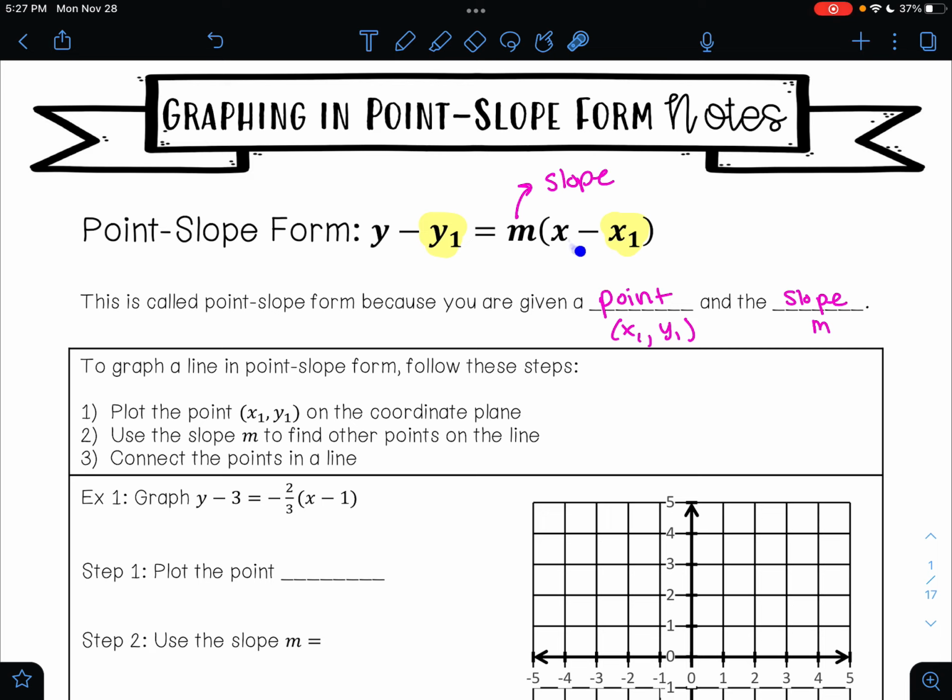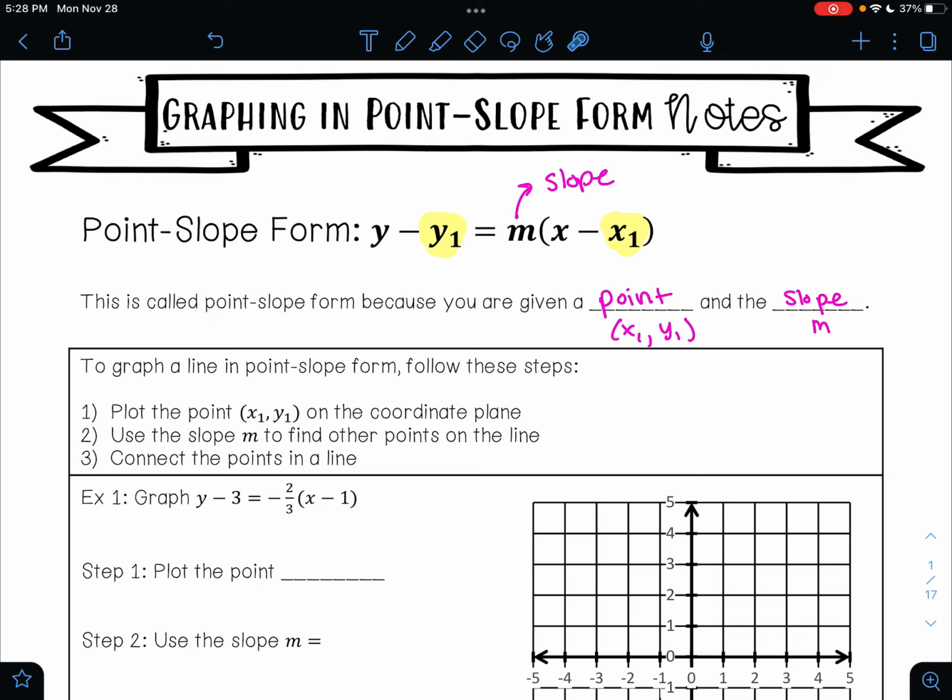In this equation, notice how we are subtracting the point. Notice here how I don't have that negative sign. So you're always doing the opposite. If this number is negative, it will be a positive. If this number is positive, then it will be a negative. And that's because of the negative sign inside of the formula.